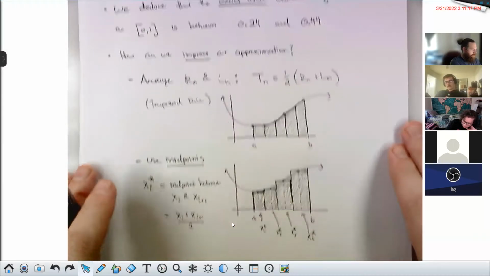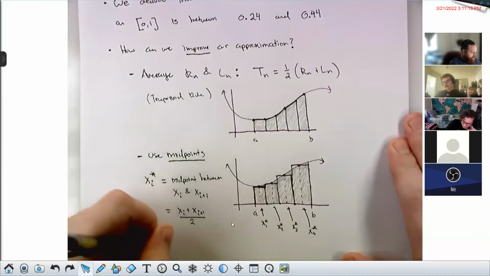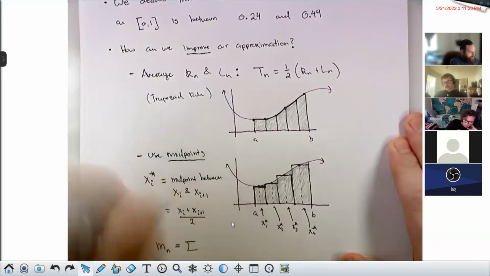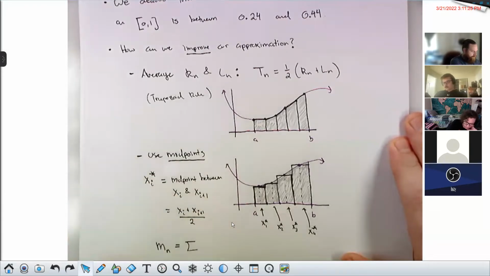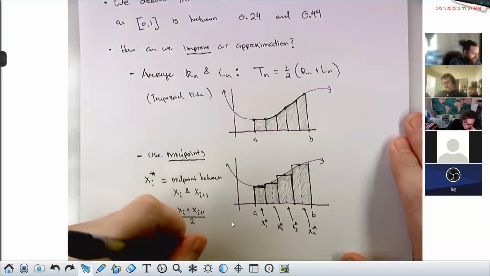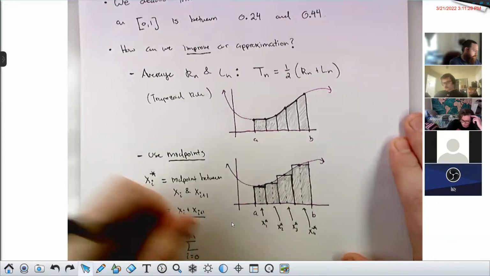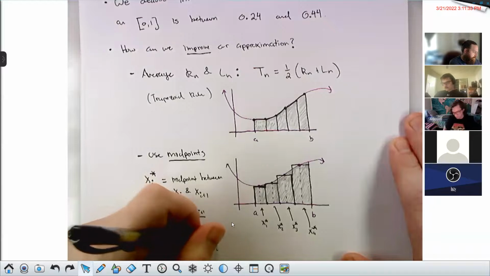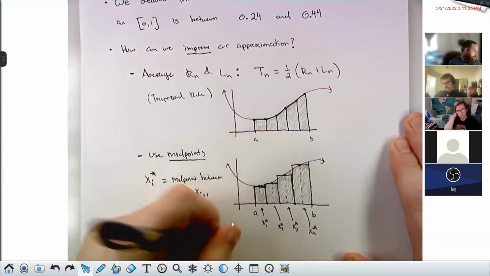And then your midpoint rule can just be expressed as M_n equals sigma, I guess here we'd have to start at 0 using the way I wrote it there, 0 to n minus 1 of f of x_i star times delta x.